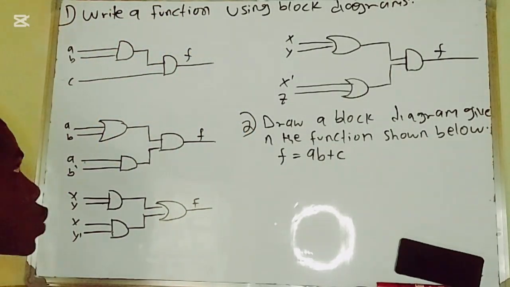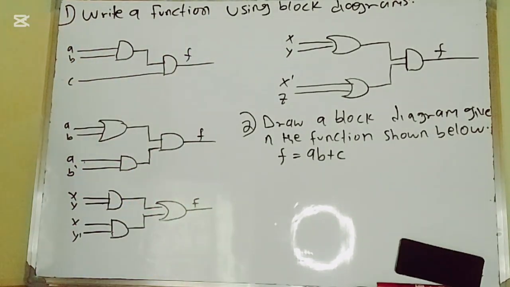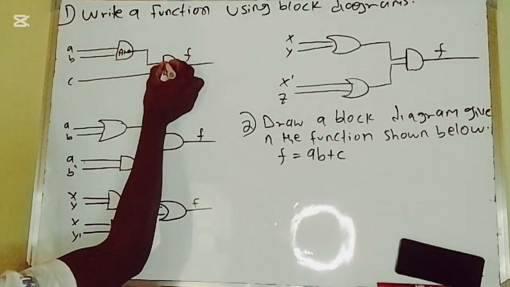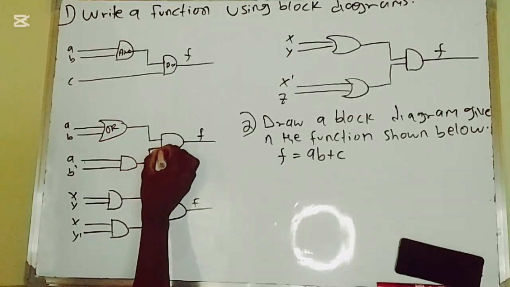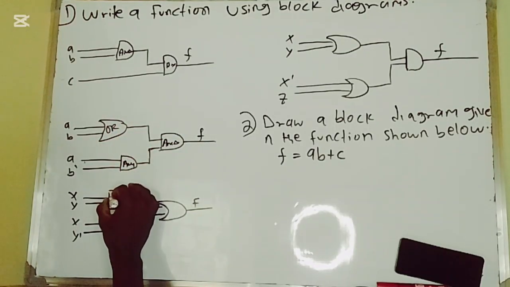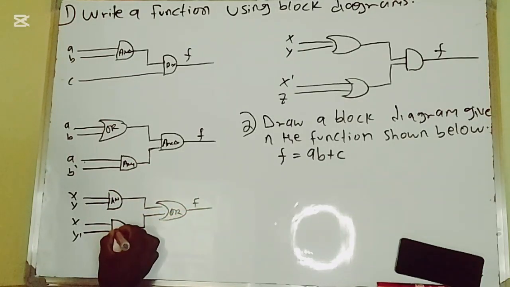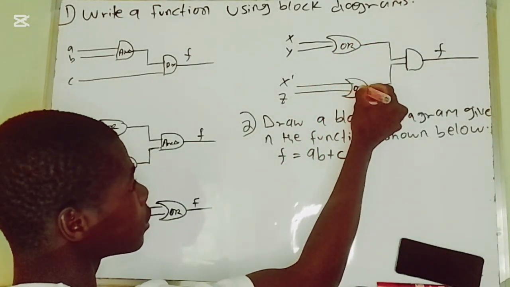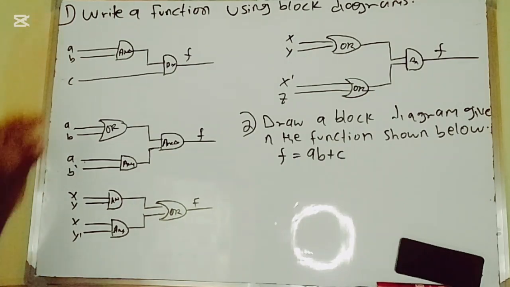First we have to identify the gates. We all know that this is an AND gate. This is an AND gate. This is an OR gate. This is an AND gate. This is an AND gate, also an AND gate. This is an OR gate. This is also an AND gate. This is an OR gate. This is an OR gate. This is an AND gate.